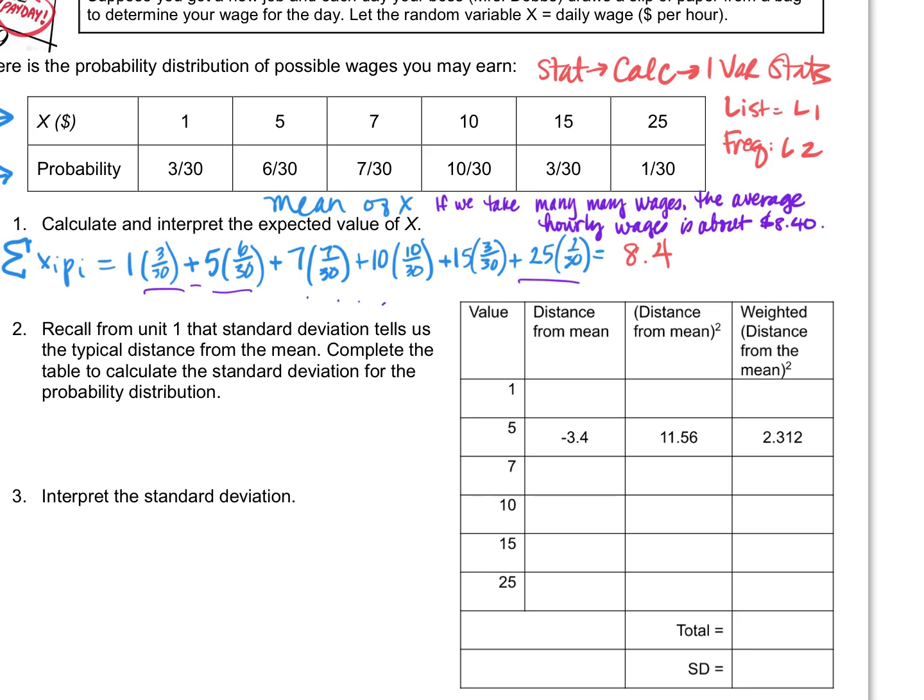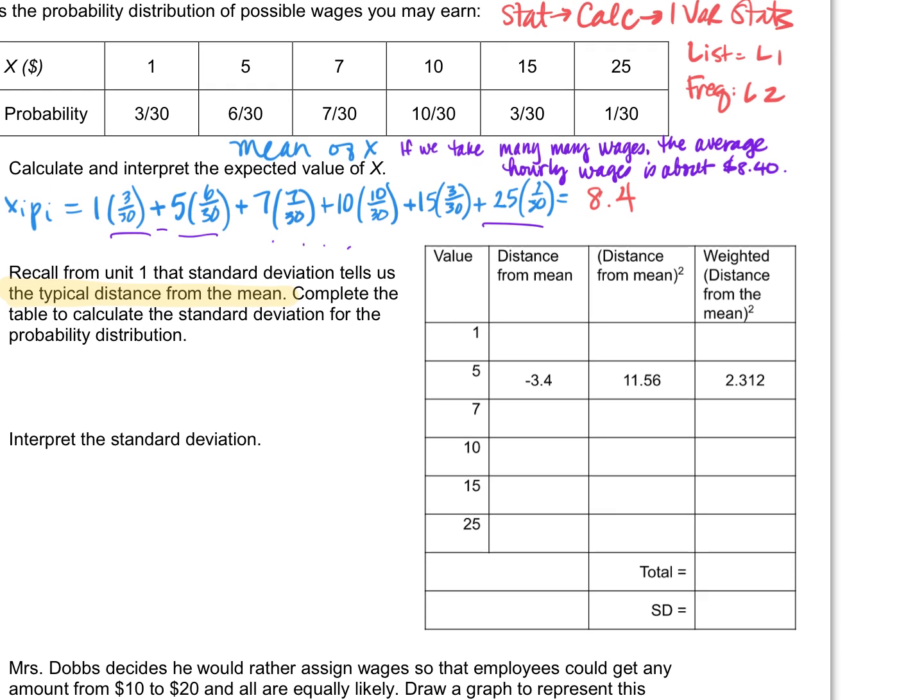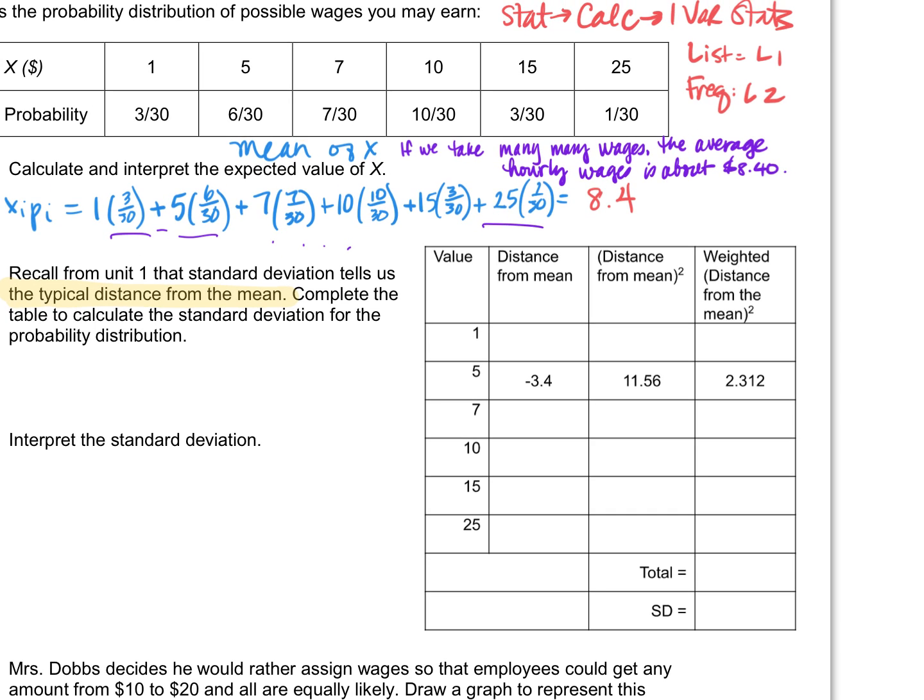All right, so now we're going way back to Unit 1. We did standard deviation. Remember, it tells us the typical distance from the mean. That's what we use when we interpret it. So complete the table to calculate the standard deviation for the probability distribution. So we can do this by hand, but you're going to hate it. I'm just going to tell you right now. Because look what you have to do.